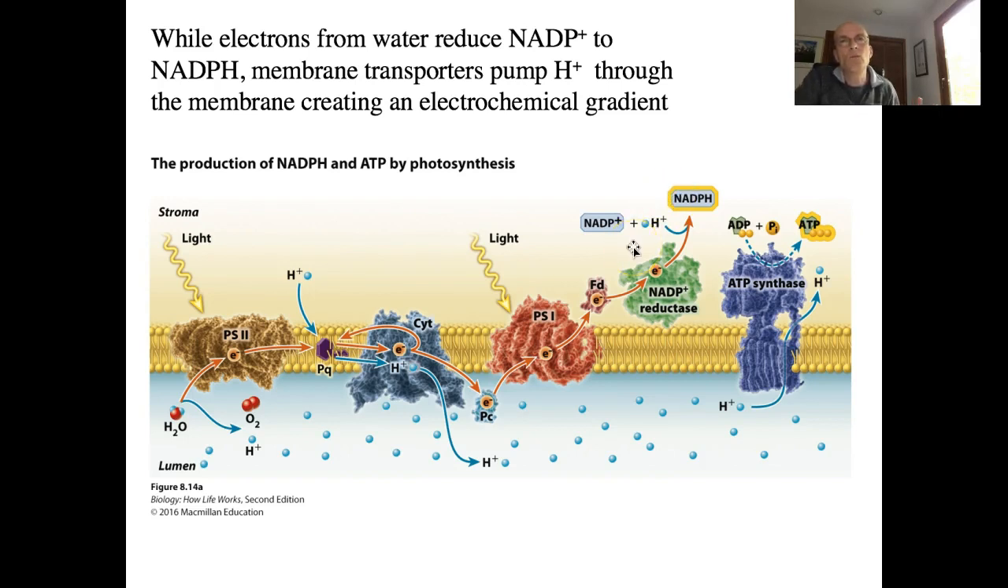Now, there's a few more things that happen, and that is, you can see all these other blobs here, right? So these blobs are the photocenters, photocenter 1, photocenter 2, or photosystem 1, photosystem 2.